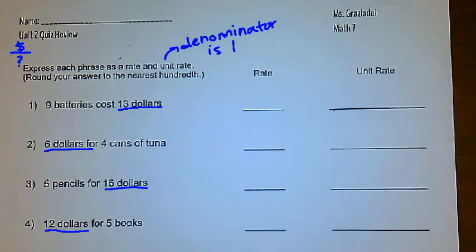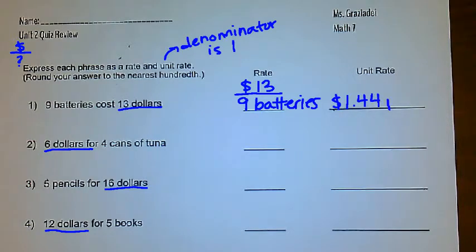So let's get started. So for the rate for 9 batteries that cost $13, we would say that $13 per 9 batteries. Okay? And then to figure out the unit rate, we just do 13 divided by 9 in our calculator. You guys should get 1.44444. We're talking about money, so let's round. So $1.44 per battery. Okay, so again, the unit rate means 1.